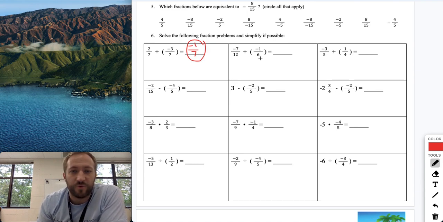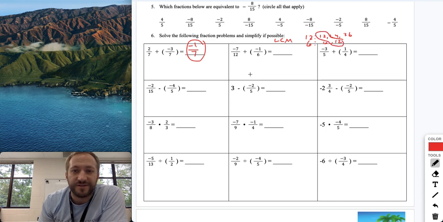-7/12 plus -1/6. The denominators are not the same. When they're not the same, I have to find the LCM, the lowest common multiple. If I was going to write out the multiples of 12, I'd get 12, 24, 36. If I wrote them out for 6, I'd get 6, 12. Oh, hey, we got a match. 12 already, perfect. So when I rewrite this, I'm going to have the same denominators in my problem, because I can't add them until the denominators are the same. They have to be the same. So I got 12 and 12 as my denominators.